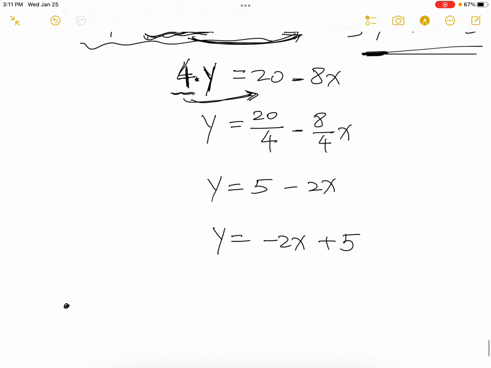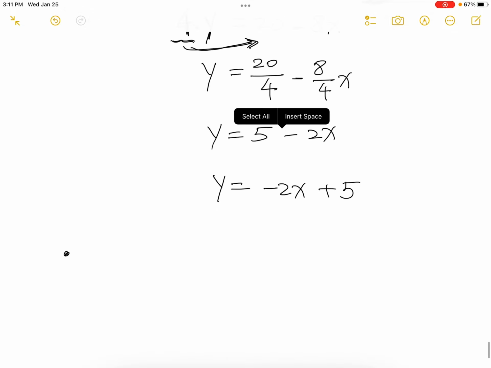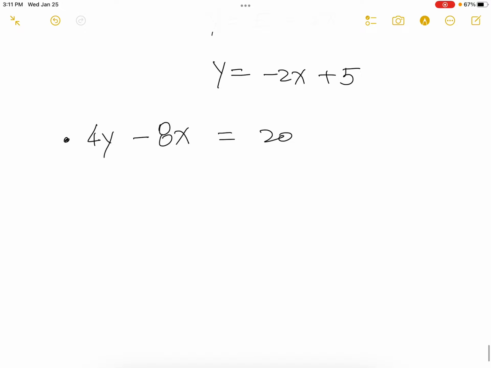Which takes me to my next point, and I think you can guess what I'm about to say here. So let's say we have 4y minus 8x equals 20. So my next point, I'm just going to do a portion of this. So then we want to, again, keep the 4y over here. We want to move this over to the other side, right?